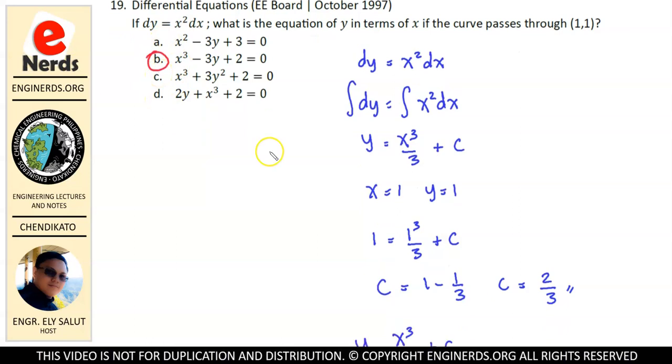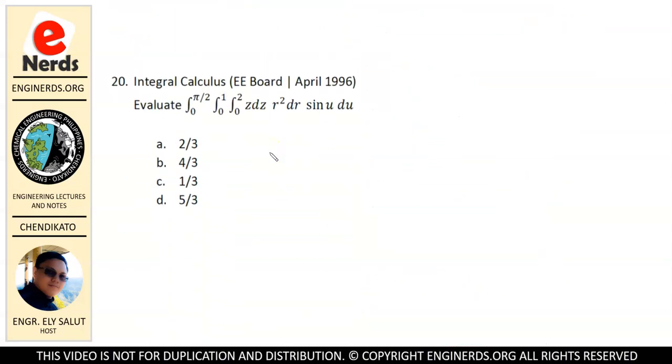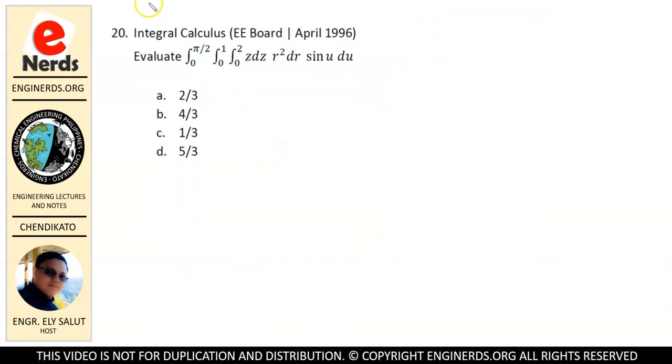Alright, so let's go to our final question para sa set A part 2, no? So, we have an integral calculus problem na lumabas sa EE board noong April 1996, and we have a triple integral in here. Okay, so sasagutan natin siya. First, let me write our expression. So, we have 0 to pi over 2, 0 to 1, then 0 to 2, c dz, and then r squared dr, and then sine u du.